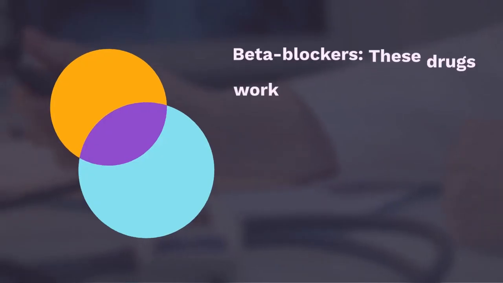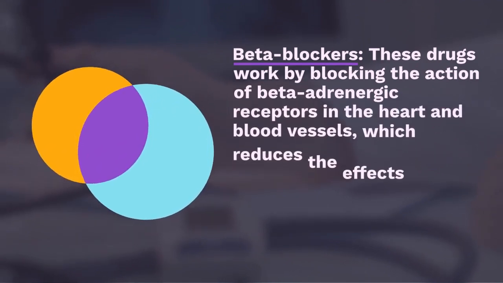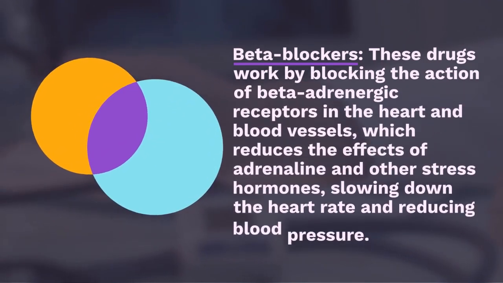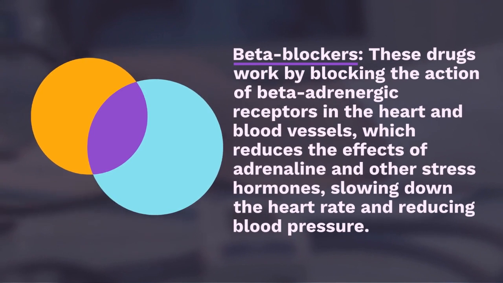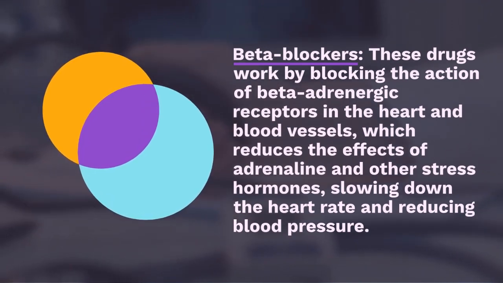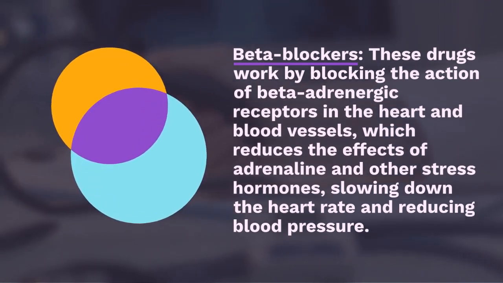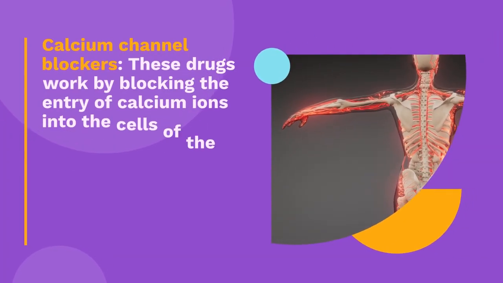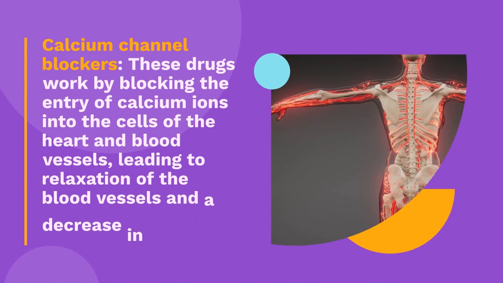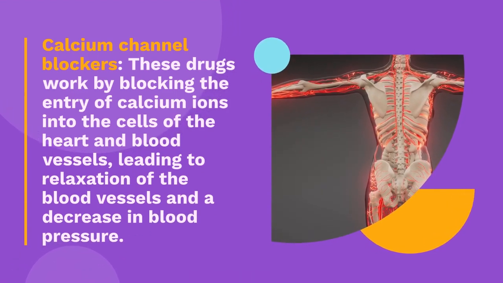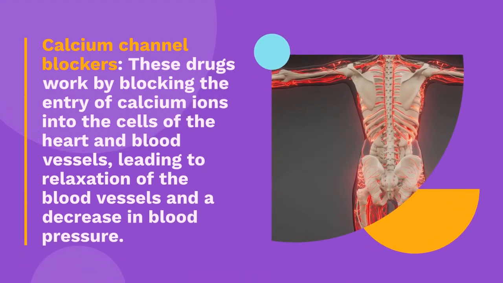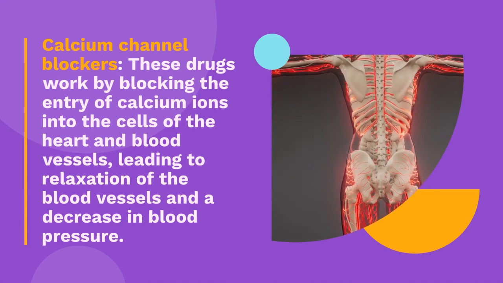Beta blockers. These drugs work by blocking the action of beta-adrenergic receptors in the heart and blood vessels, which reduces the effects of adrenaline and other stress hormones, slowing down the heart rate and reducing blood pressure. Calcium channel blockers. These drugs work by blocking the entry of calcium ions into the cells of the heart and blood vessels, leading to relaxation of the blood vessels and a decrease in blood pressure.